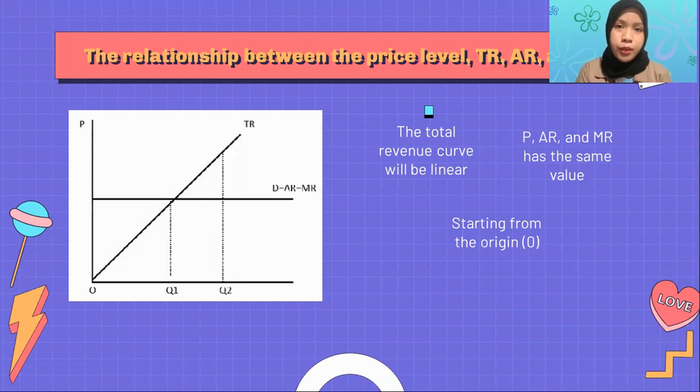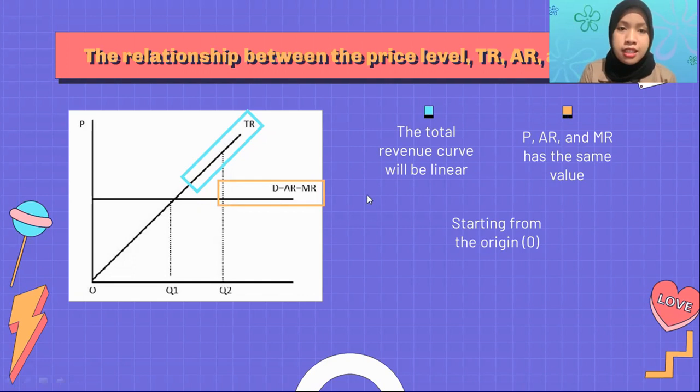The relationship between the price level, TR, AR, and MR. The total revenue curve will be linear. This line is the TR line. And P, AR, and MR have the same value. This line is the price, AR and MR, starting from the origin 0.